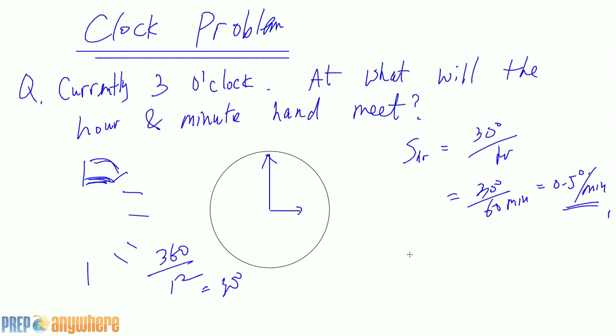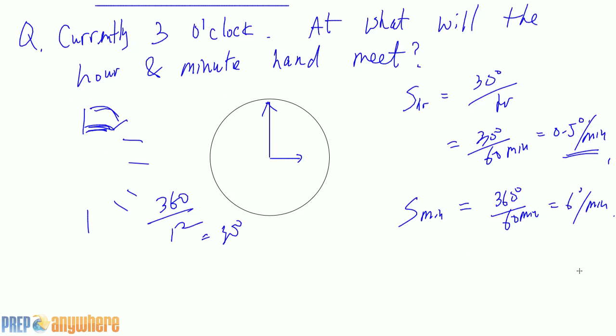What's the speed of the minute hand? The minute hand spins 1 full 360 degrees in 60 minutes, right? So that reduced to 6 degrees per minute.